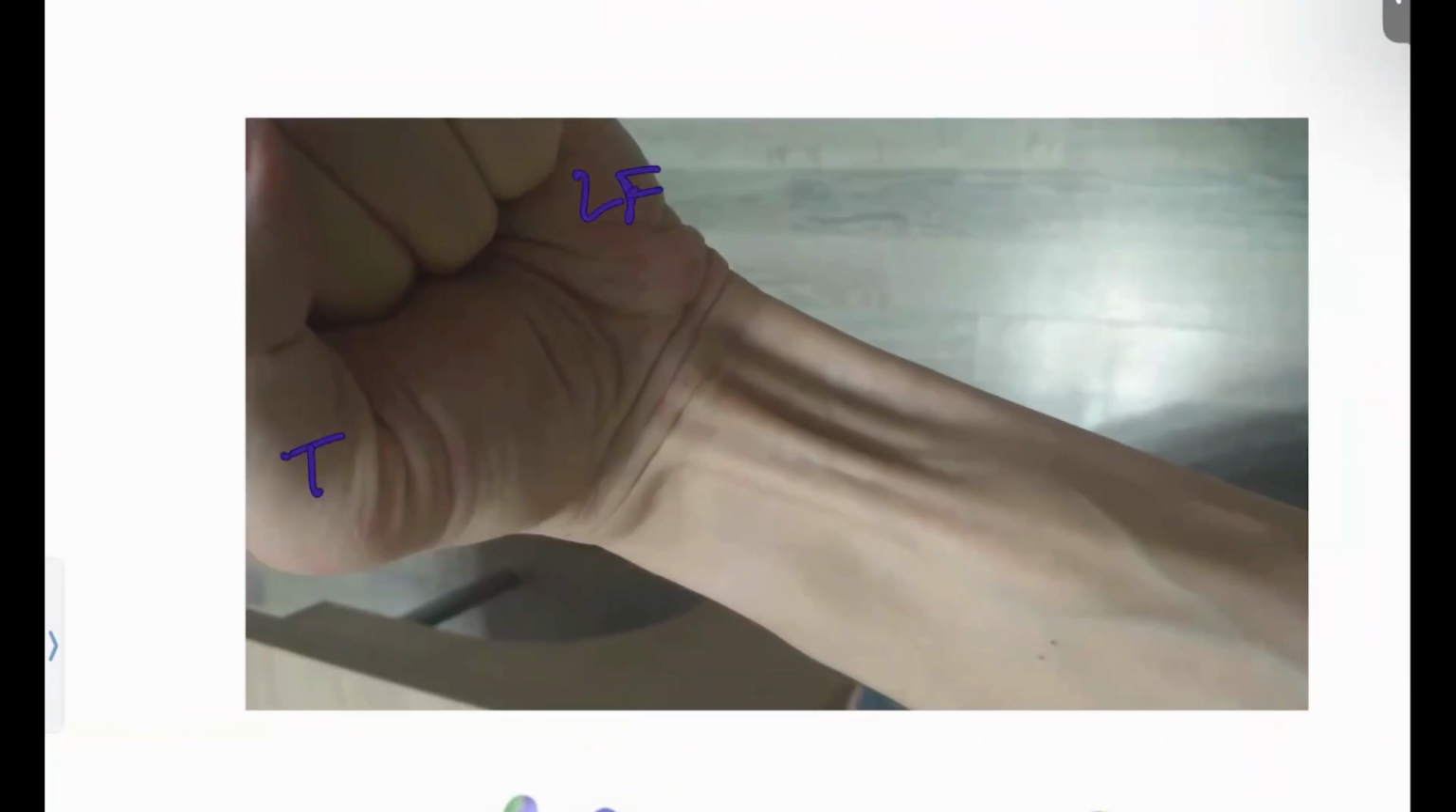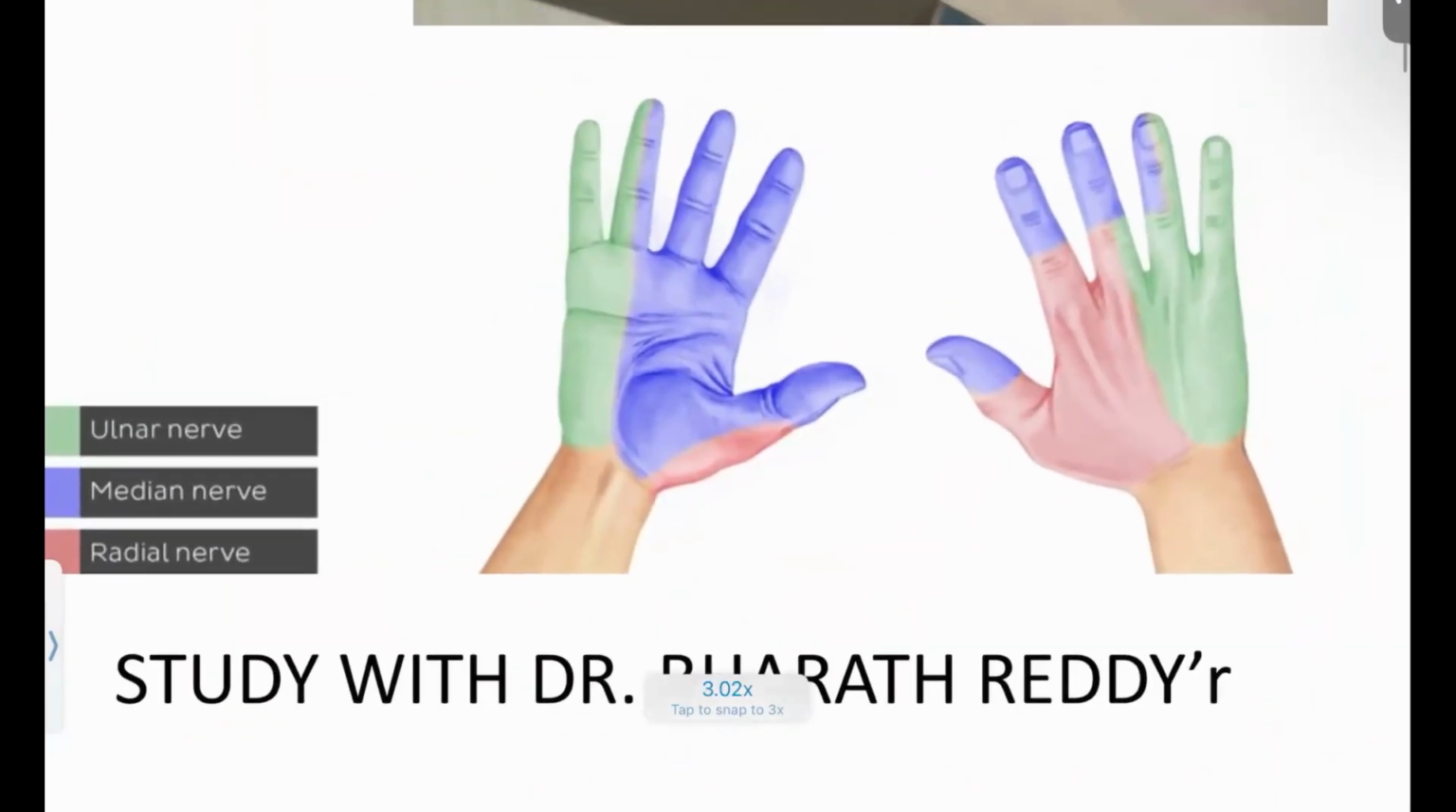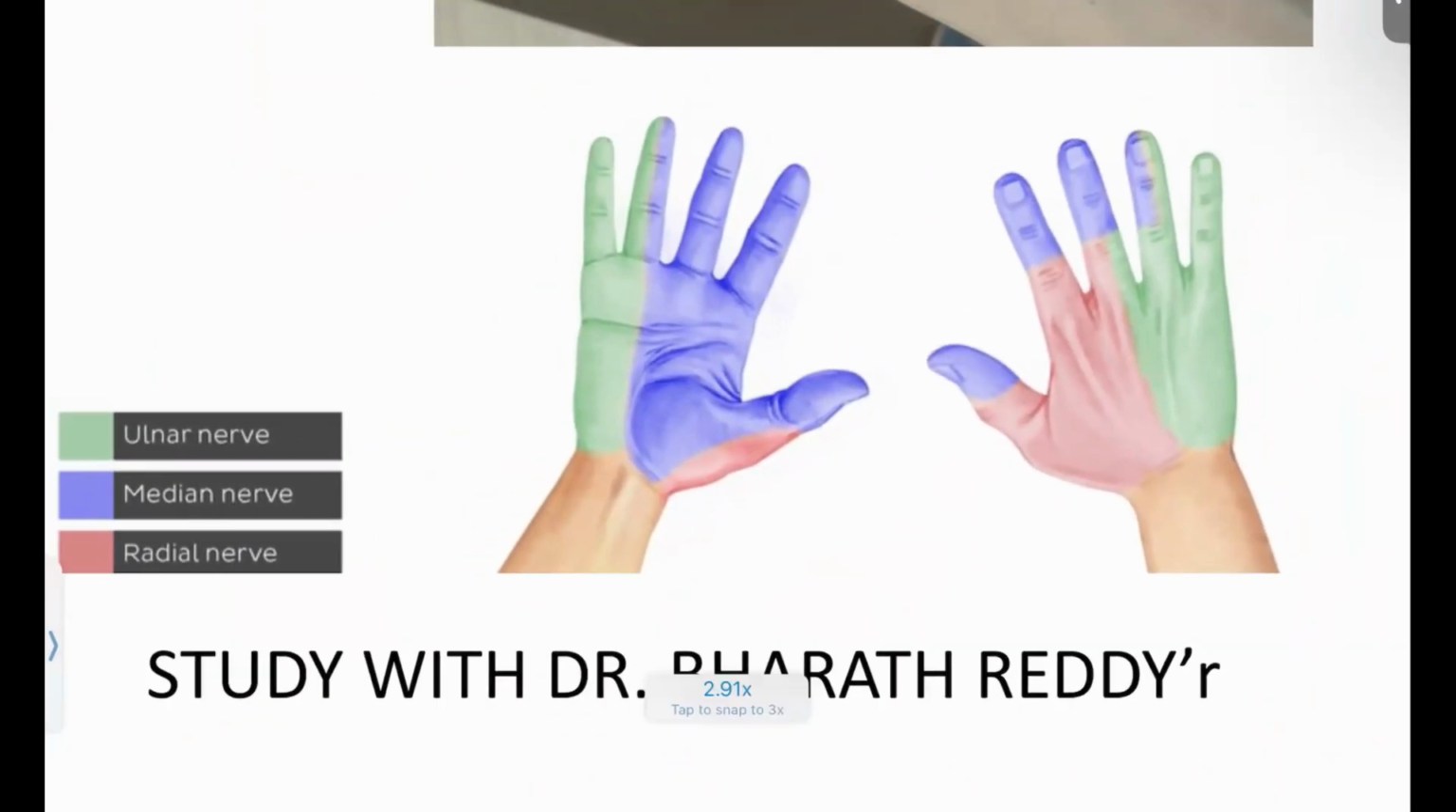So on the thumb side, what is the nerve supply and what is the artery supply that you have to remember, so that you can easily remember these tendons. Okay, let's see what is the sensory supply of your hand. See, these three colors are given.